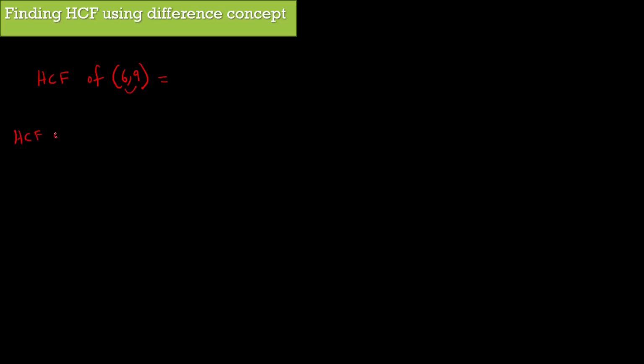HCF of any two numbers, let us consider A comma B, will be equal to any factor of B minus A, where B should be greater than A. Now what is the difference here? 3. So what are the factors of 3? 1 and 3. But I want the highest common factor. So 3 is the HCF of 6 and 9.